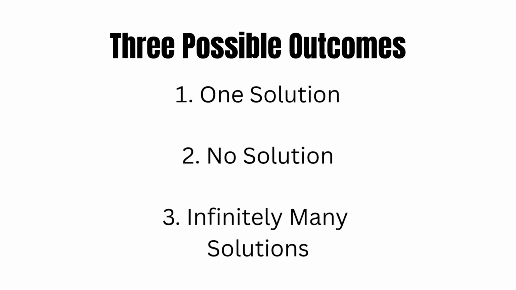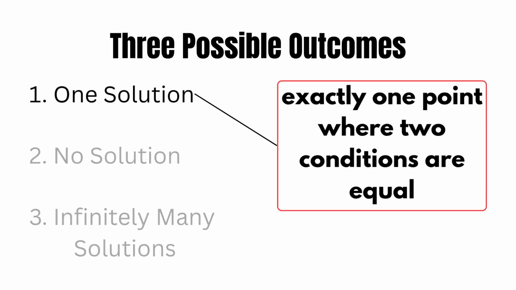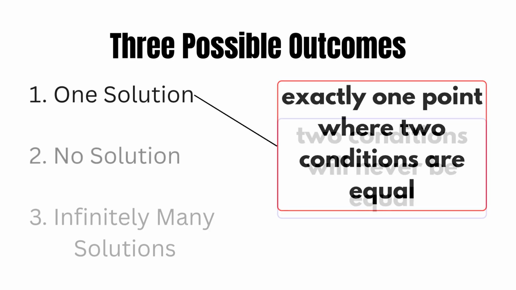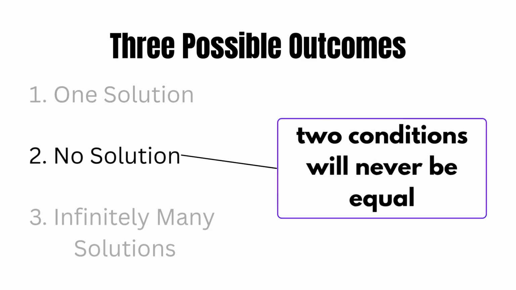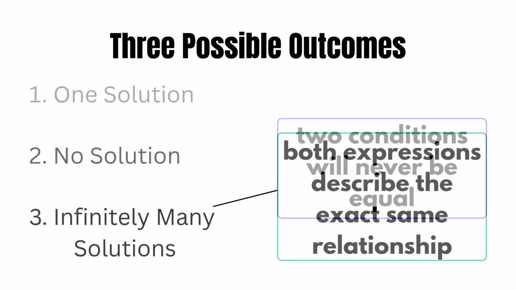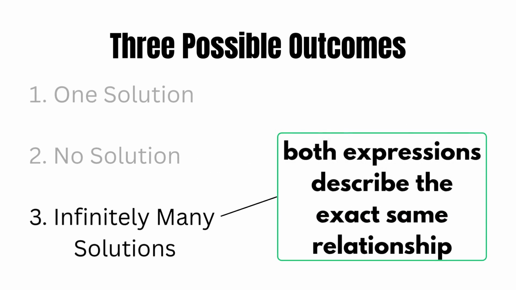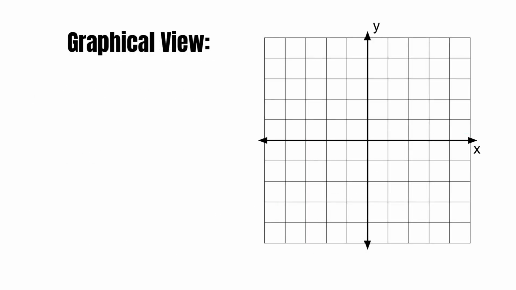There are three possible outcomes for when two linear equations are equal to each other. Here is what each outcome means in practical terms. One solution means there is exactly one point where two conditions are equal, such as one specific value where two different plans cost the same. No solution means two conditions will never be equal. One will always be greater or less than the other, regardless of the input value. Infinitely many solutions means both expressions describe the exact same relationship, so they yield equal results for every single input value.